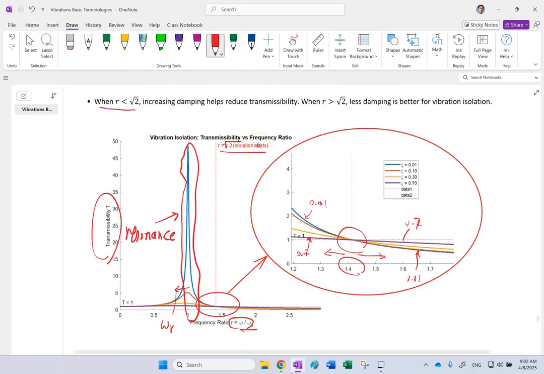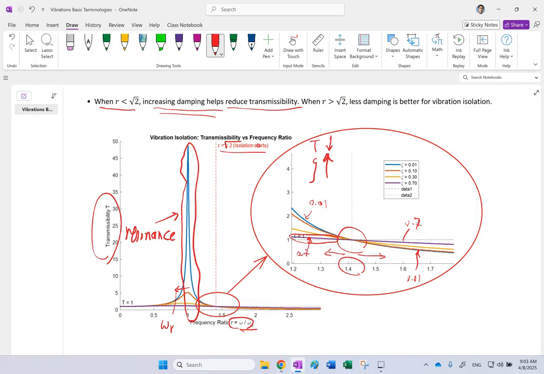So it says if you're on the left side of it, if you want to get better or reduce transmissibility, basically you need to increase the damping. And you see that here, the top one is 0.01, the bottom one is 0.7, and the bottom one has a smaller one. So on this side, make zeta go up to get T to go down. That's what you need here on the left side.